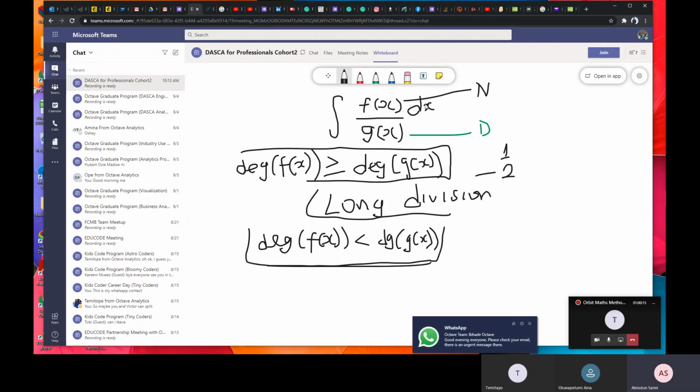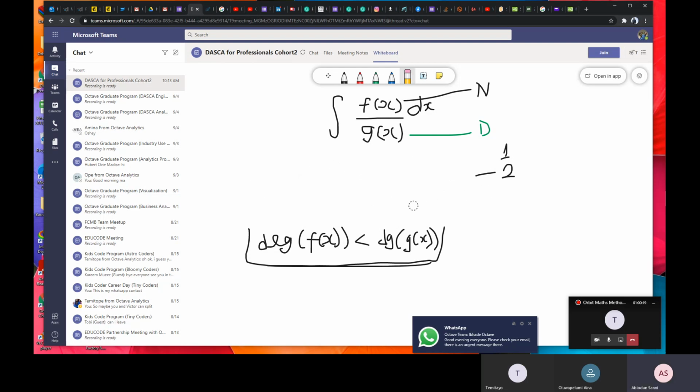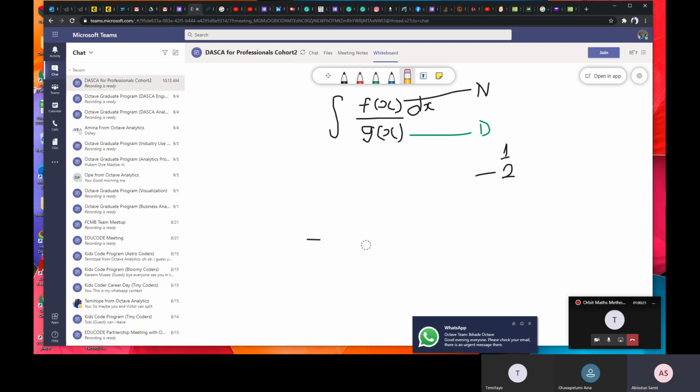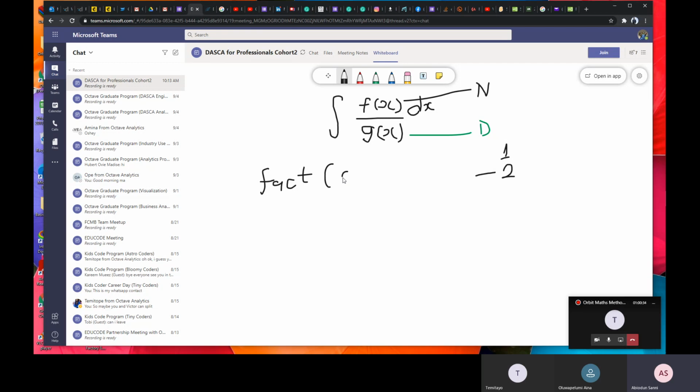Step 2, you are not going to check the numerator. You are going to go to your denominator in this case. Check the denominator, which is your g of x. Can you factorize g of x? Is g of x factorizable? You ask that question, which is the denominator.